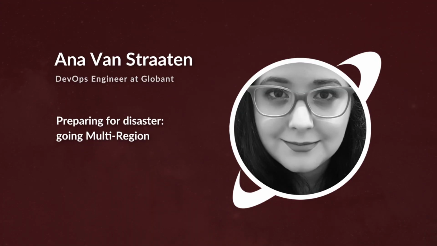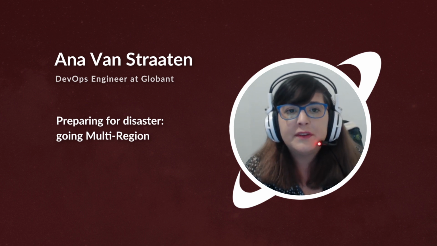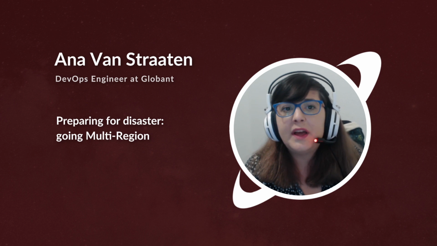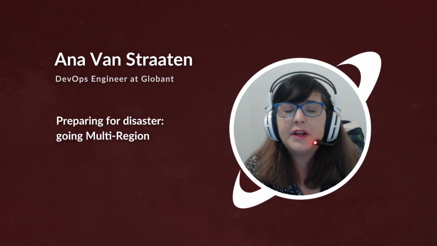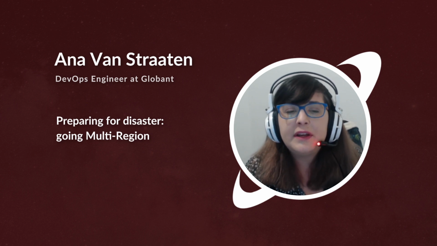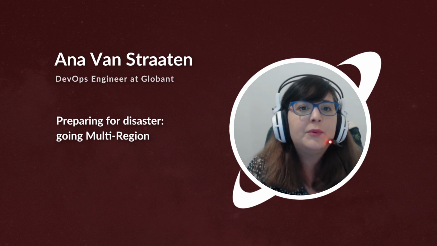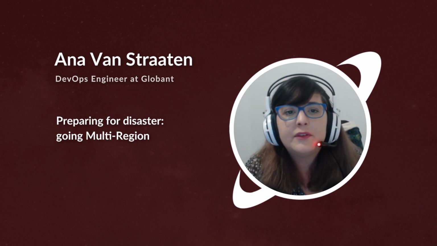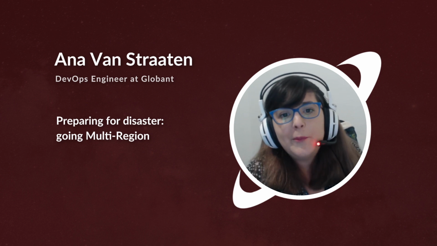Thank you. In the third keynote, Anna van Straaten, DevOps engineer at Globant, will tell you how to prepare for disaster when going multi-region. Hi, hello, my name is Anna. I started working as a DevOps a couple of years ago, but I have been working with the cloud for almost a decade. I am working on a lot of projects that are really critical, so I've learned a lot about fault tolerance and high availability, and I wanted to share with you what it is like to migrate a solution to be multi-region to avoid critical losses, so I hope you like it.